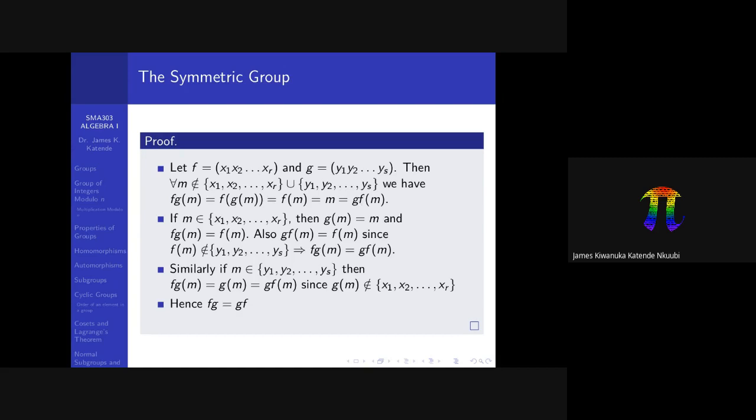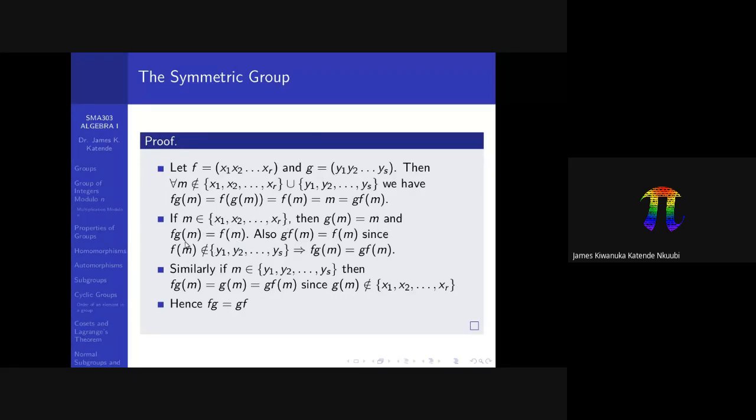So now let's check what happens for the other elements, if m is in the set x1 up to xr. m will not be in the set y1 up to ys, because we have picked these two cycles to be disjoint. We have assumed that the cycles are disjoint. So if m is not in the set y1 up to ys, it must be fixed by g, because g fixes anything that is outside that set. So g(m) will always be equal to m, as long as m is inside this set.